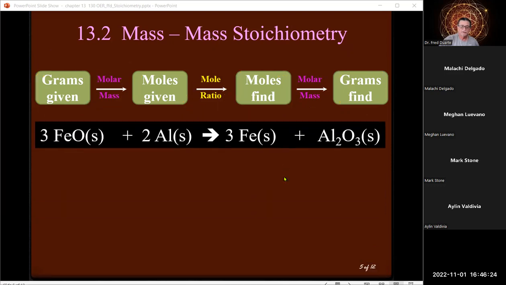All right, so let's take a look at this reaction where we have iron(II) oxide reacting with aluminum to give you iron and aluminum oxide. Now, who can tell me what type of reaction this is? What do you think? What kind of reaction is this?